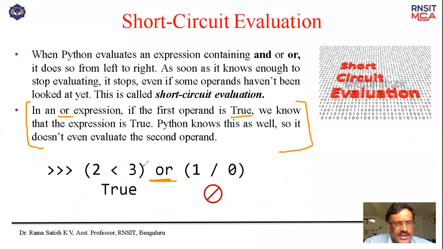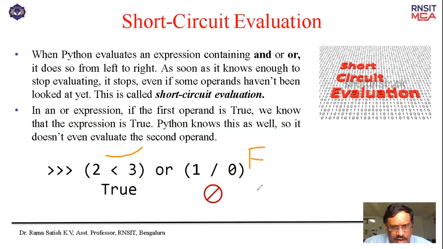So what happens? It will execute the first expression. If you get a true value, the second will not be executed at all. So this is short circuit execution. It will execute only the first one and it will give true. True ORed with anything, either you get false here or true here, obviously the answer is true only.